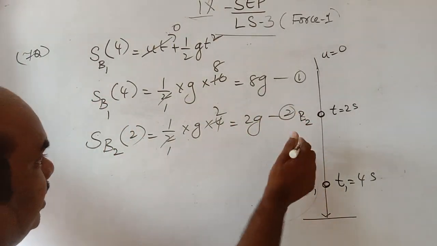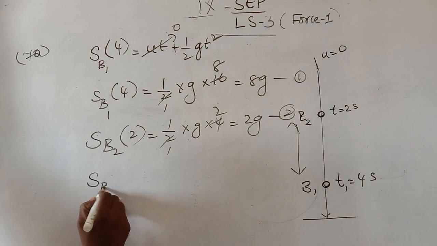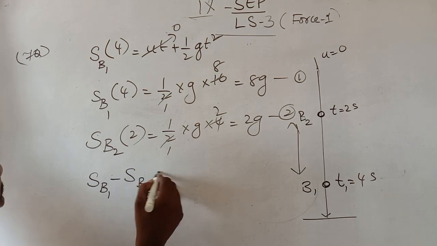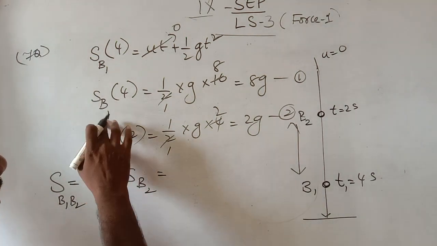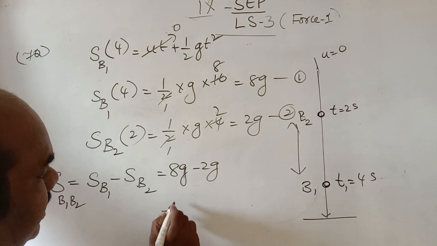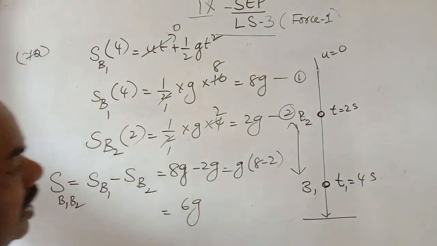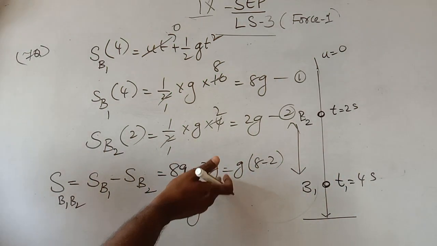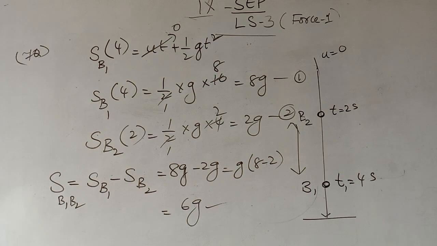Now they are asking for the difference between these distances. B1 is more. The distance traveled by B1 minus the distance traveled by B2 gives the total displacement between B1 and B2. So 8g minus 2g. Take g common, 8 minus 2, 6g. If you want to write one more step, g is common, 8 minus 2. Some children do 8g minus g and put 0. No, take g common, 8 minus 2 is 6, so the answer is 6g, simple. If you understand this logic, the answer is very simple.